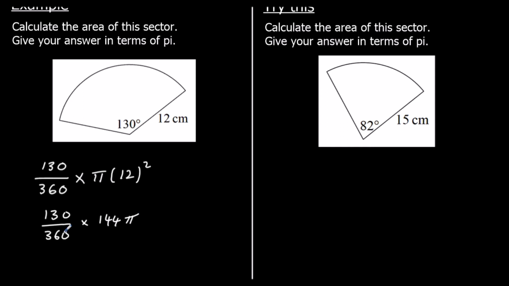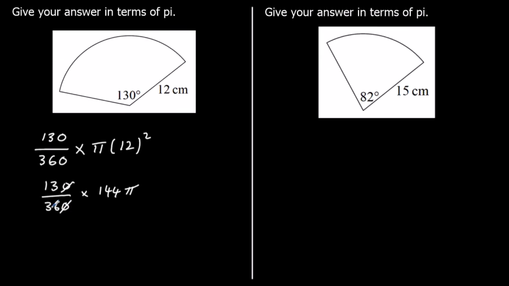I'm going to simplify it. So divide top and bottom by 10. And then 36 is into 144. That will go, but let's do it step by step. So half, top and bottom, half them again. So I've got, how many 9s go into 36? That's 4. So I've got 13 times 4 pi. 13 times 4 is 52. So I've got 52 pi centimeters squared. We measure area in squares.